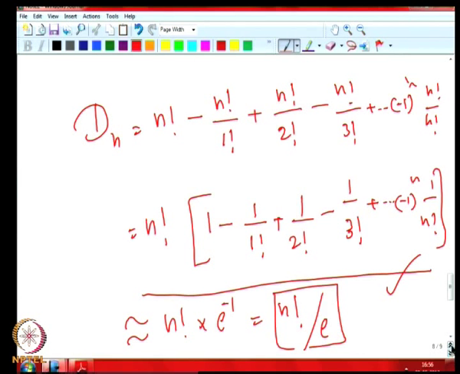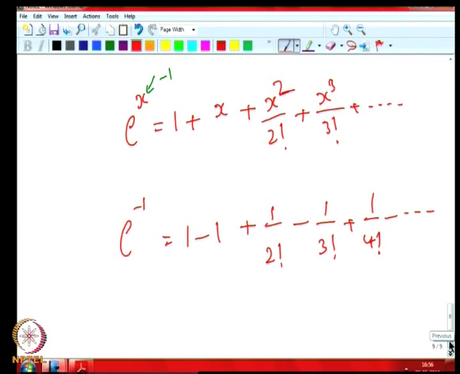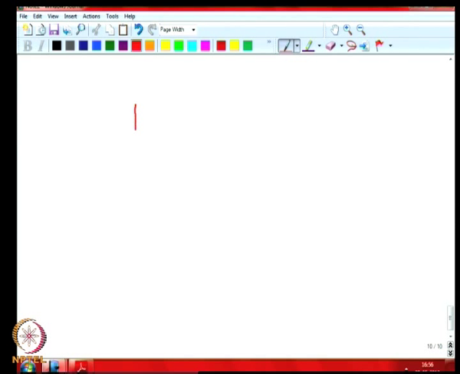So, the infinite series we are just approximating by discarding the remaining terms, because as you can see, as n becomes large, 1 by n factorial kind of terms will be very small. They are not going to affect the total sum much. So, that is why we say that the derangements d n will be approximately equal to n factorial by e.